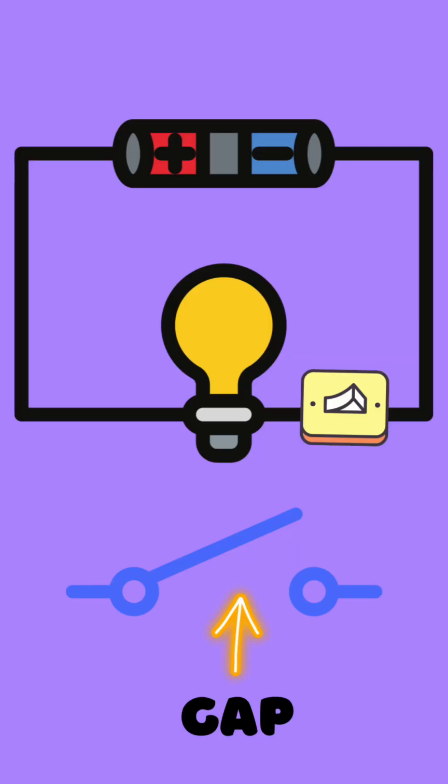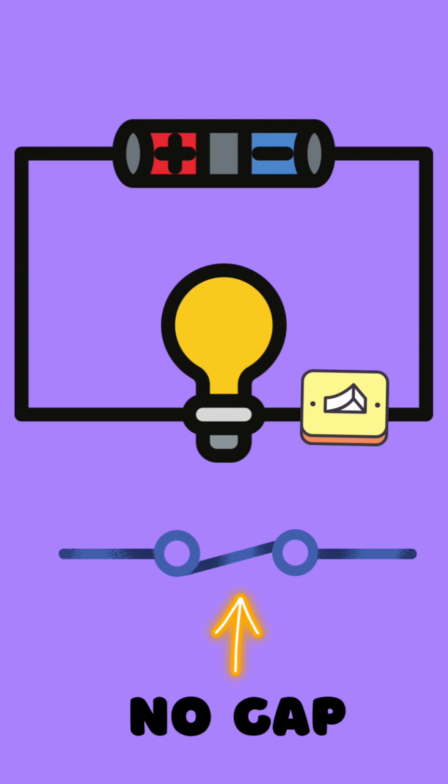If the switch is open, there is a gap in the circuit, meaning that the other components cannot turn on. If the switch is closed, the circuit is complete, meaning electricity can flow through the entire circuit and the components can turn on.